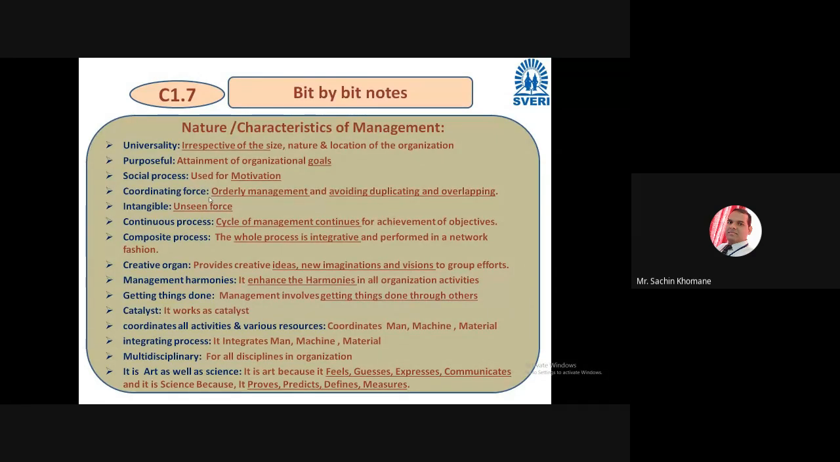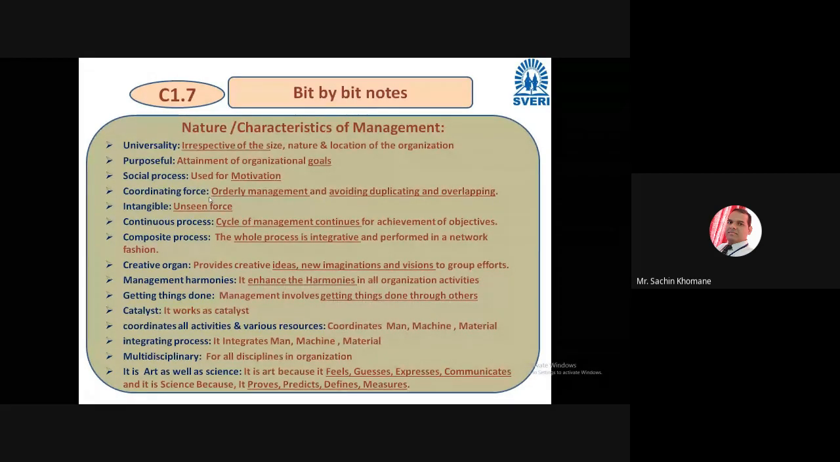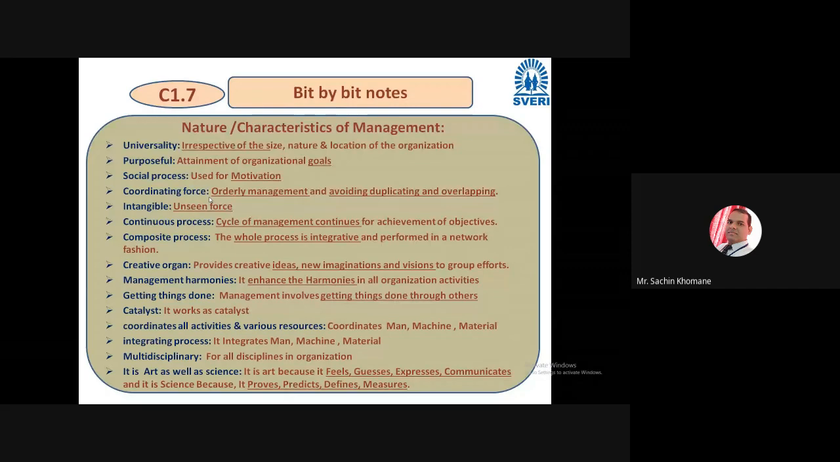Then next one is that management is a creative organ, because it provides creative ideas, new imaginations, and a vision to the group efforts. Management harmonies. It is a very important characteristic, because it enhances the harmonies in all organizational activities.